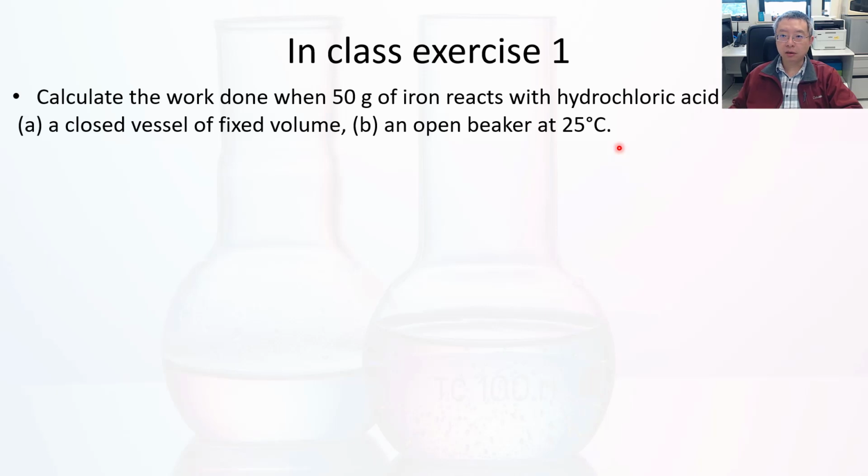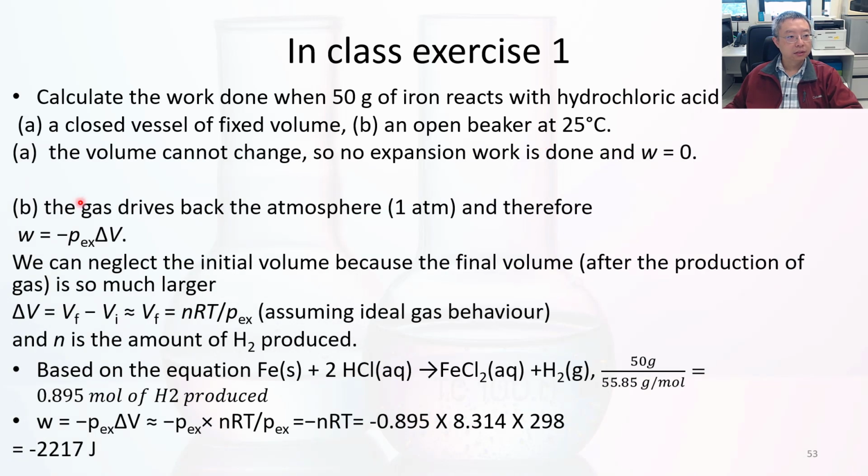Okay, so let's check our answers. For the first one, because it's a closed vessel, it doesn't really expand. So the size of the system is the same, and the work is going to be equal to 0. For the second one, because the gas is generated, it's actually going to expand out of the system. So the system volume is actually increasing. The outside pressure, obviously, is 1 atmosphere, so it's not going to change.